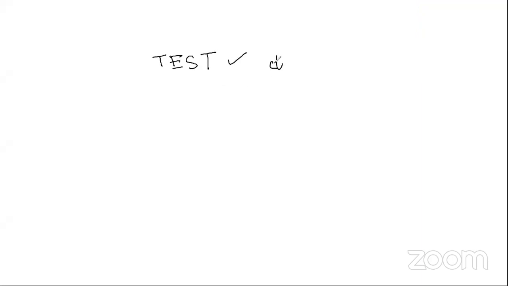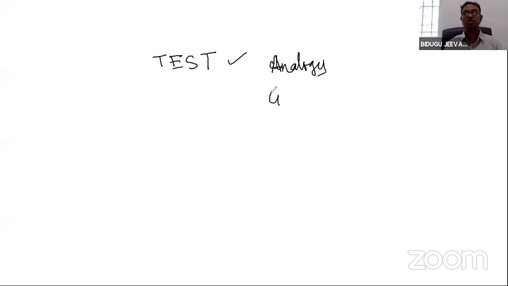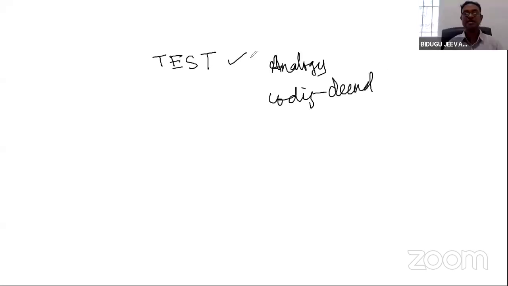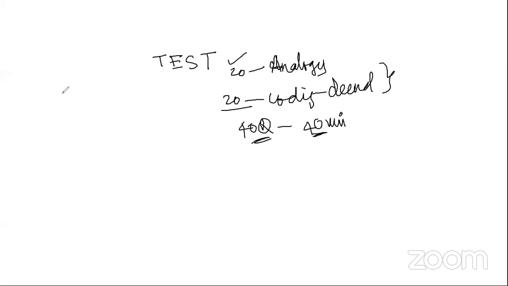Remember this one, tomorrow is the test. The topics are the ones given yesterday: analogy, and also coding and decoding. Very simple reasoning topics. I'll give 20 bits here and 20 bits here, so a total of 40 questions for 40 minutes only. That's enough.